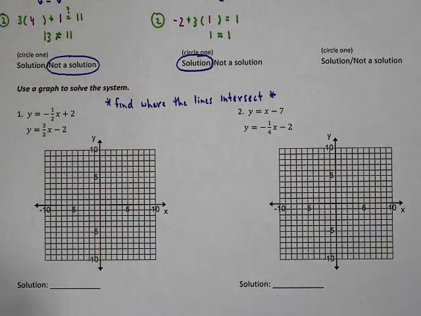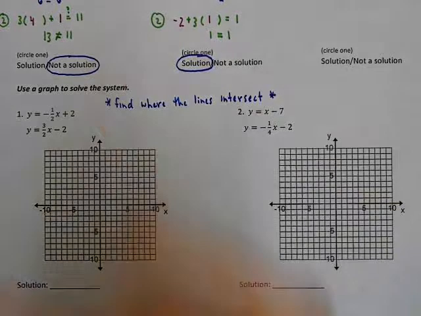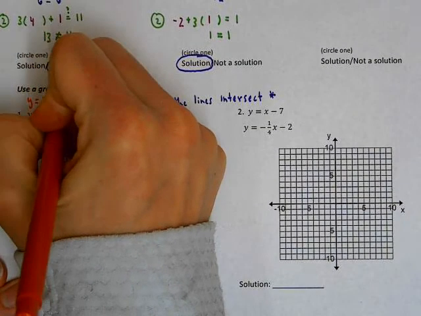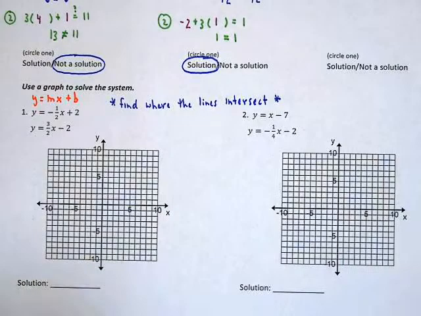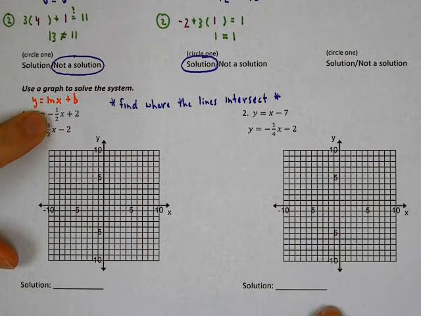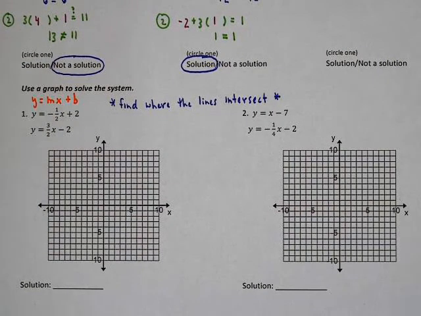And remember, these equations are in the form, hopefully we all remember, y equals mx plus b. The b is our y-intercept, and it's where we begin. The m is our slope, and it tells us how to move to locate another point.